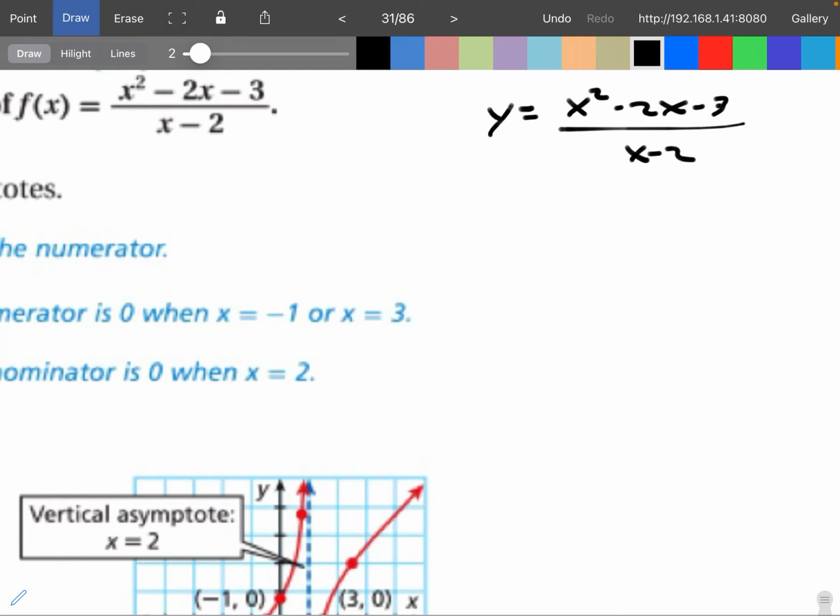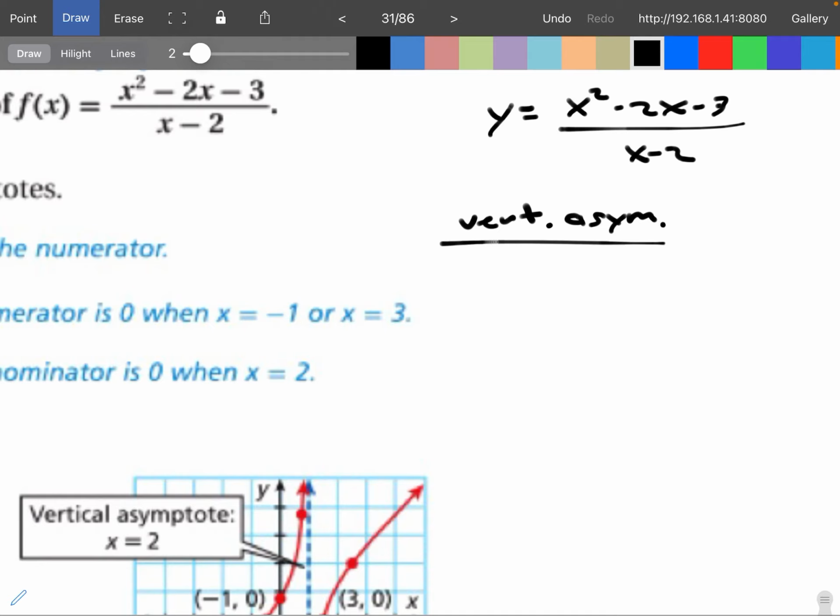There you go. So then let's talk about vertical asymptotes first, because we've been talking about those already, so we already know something about those. We'll do the zeros second. So vertical asymptotes.